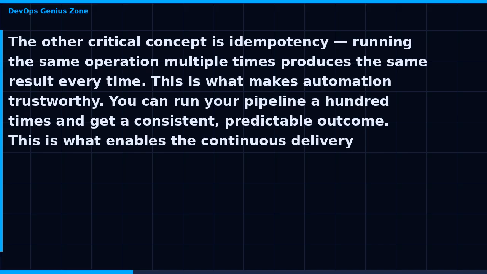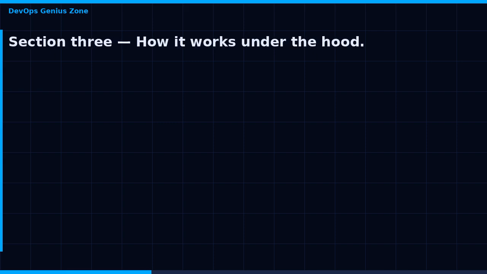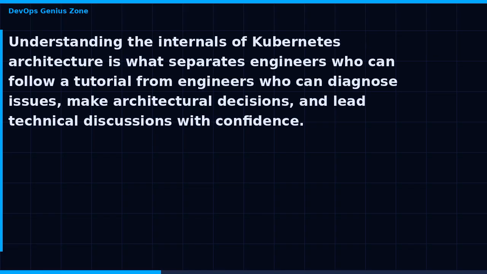Section 3: How it works under the hood. Understanding the internals of Kubernetes architecture is what separates engineers who can follow a tutorial from engineers who can diagnose issues, make architectural decisions, and lead technical discussions with confidence. When you interact with Kubernetes architecture, there is a control layer that receives your instructions, validates them, computes the difference between the current state and your desired state, and then executes the operations needed to close that gap. This reconciliation loop runs continuously.